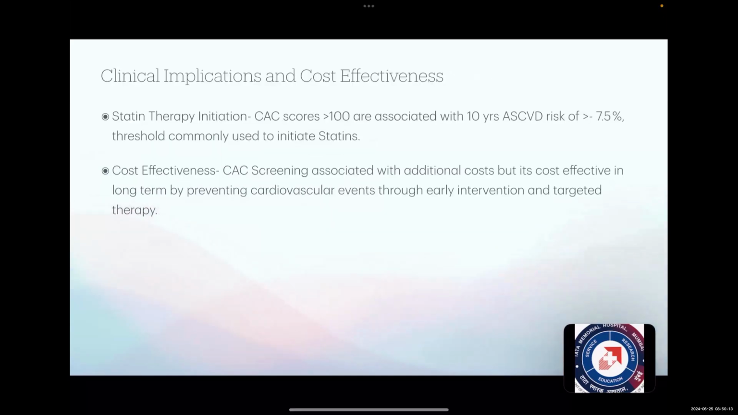Clinical implication and cost effectiveness of CAC. Statin therapy initiation: CAC scores more than 100 are associated with a 10-year ASCVD risk of more than 7.5%, a threshold which is commonly used to initiate statin therapy. This aligns with guidelines recommending statin use for primary prevention in high-risk individuals. While initial CAC screening incurs additional costs, its use in high-risk patients is cost-effective in the long term by preventing cardiovascular events through early intervention and targeted therapy.